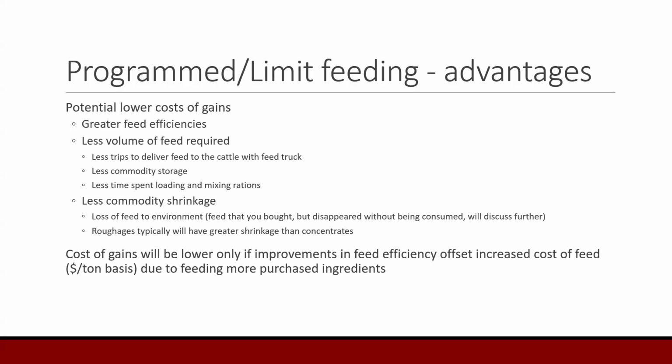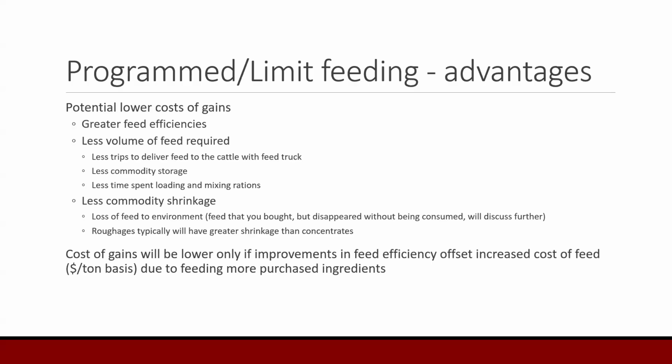Less commodity shrinkage. So commodity shrinkage is loss of pounds that you paid for to the environment. The big commodity shrinkage comes from water loss. So I buy a wet commodity, and just from the ambient temperature, it dries out a little bit. We're buying these feeds on an as-fed basis, so if it dries out, we've lost money that we paid for. Does that make sense?